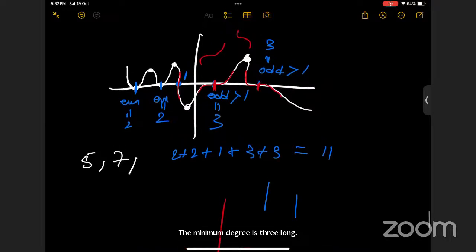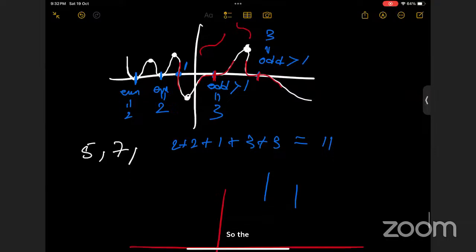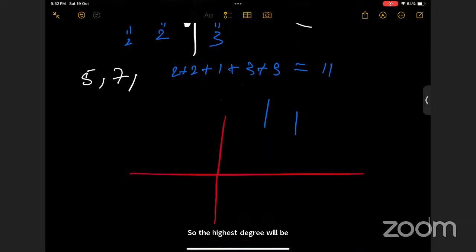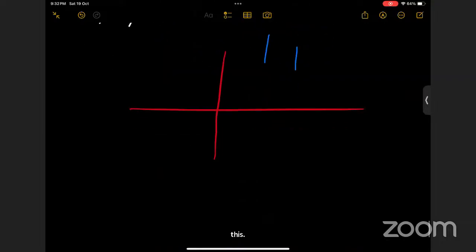I'm saying about the total degree, na? Like the highest degree. The highest degree is the degree of the polynomial, na? If you have a polynomial, what is the degree of the polynomial? The degree of the highest degree term, the exponent of the highest degree term, right? So the highest degree will be this, 11. So let us work with another example. Suppose we have this.